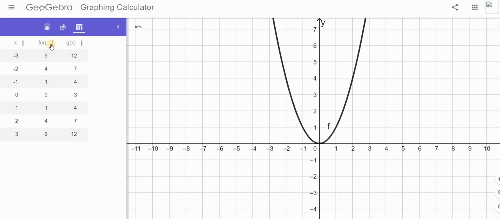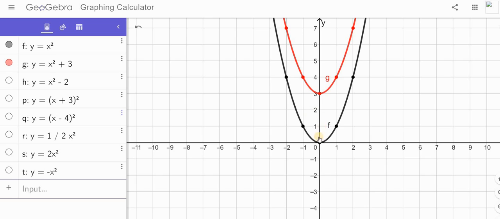So let's look at what this means graphically. First of all, I'm going to show some of these points on my f function, and then I'm going to plot these points on my g function. Let's look at one of these points on this f function, the vertex, the point (0, 0). You can see that on my g function, the vertex is going to be the point (0, 3). Every point on this g graph is 3 more than what's on the f graph, and that makes sense because my function is x squared plus 3.